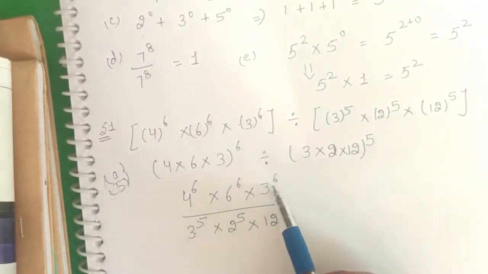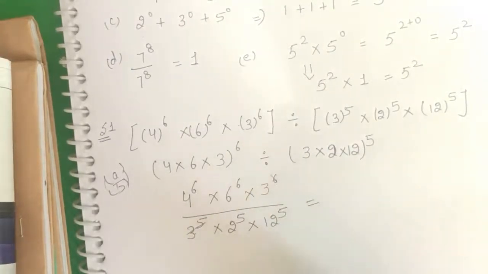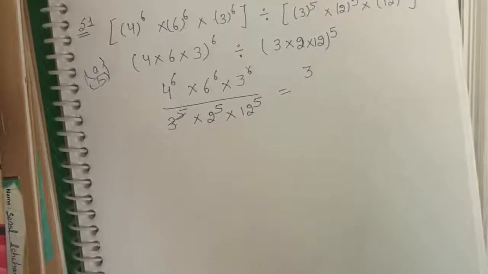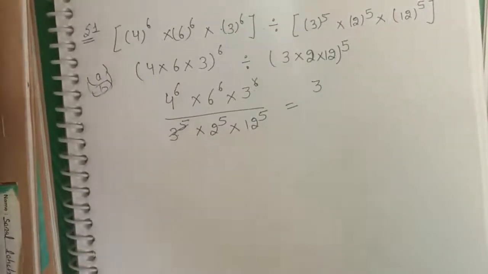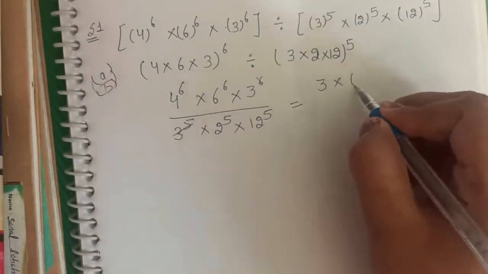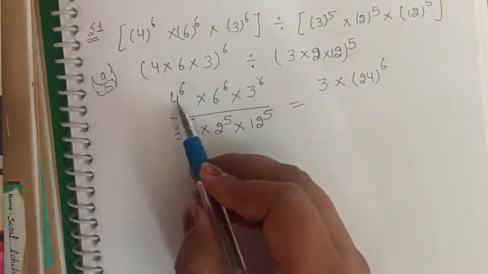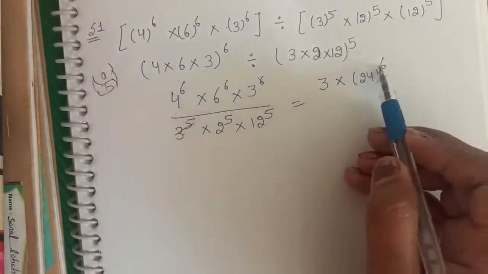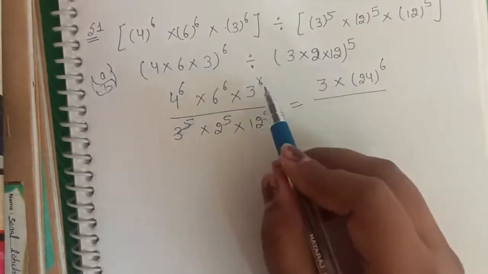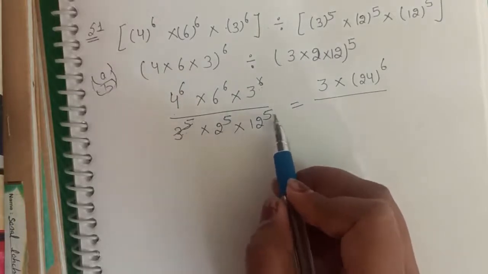Now see, 3 to the power 5 and 3 to the power 6, it is equal to 1 multiply as it is. Okay, so this will be 3, and how it comes you know. Now see here, 4 6s are 24, 24 to the power 6. Powers are same, base is different, so we will multiply the base and keep the power same. Here 3 cuts, downside it is 5, upside 6, so 3 will remain upside. 2 to the power 5 and 12 to the power 5.